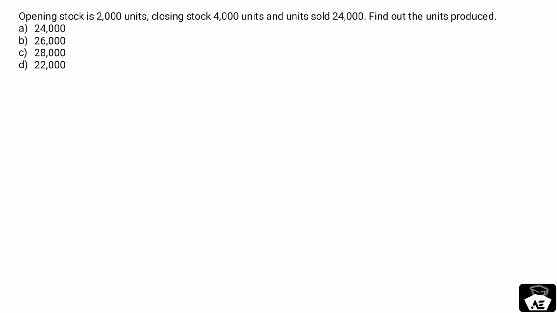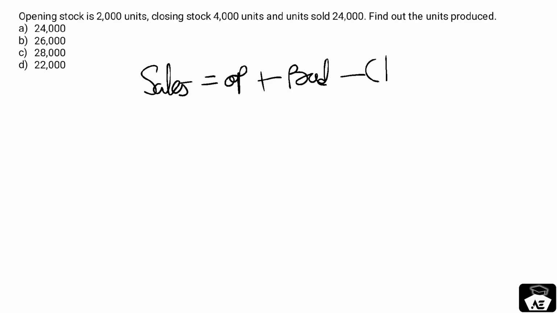Moving to next question. Opening stock is 2000 units, closing stock 4000 units, units sold 24,000. Find out the units introduced. So here is a simple formula to find that: sales is equal to opening stock plus production less closing stock. So you are given a few of the amounts. First amount is sales, that is 24,000, is equal to your opening stock, that is 2000, plus production, but you don't have the production, that is the amount you need to find for this question, less your closing stock, that is 4000.